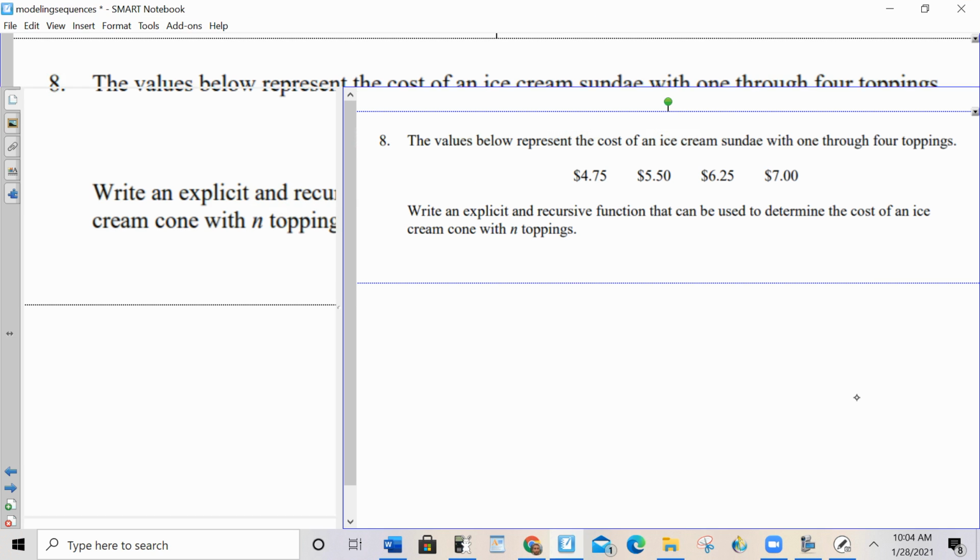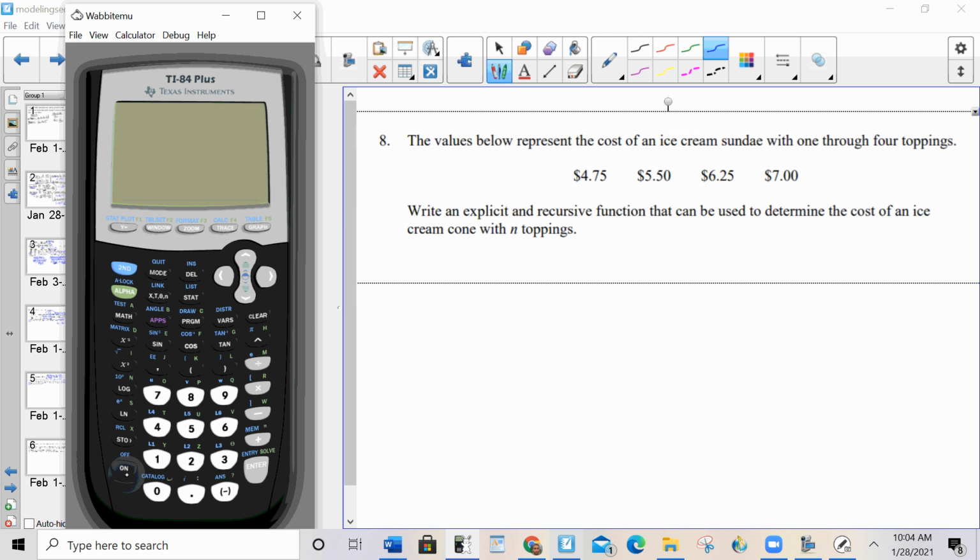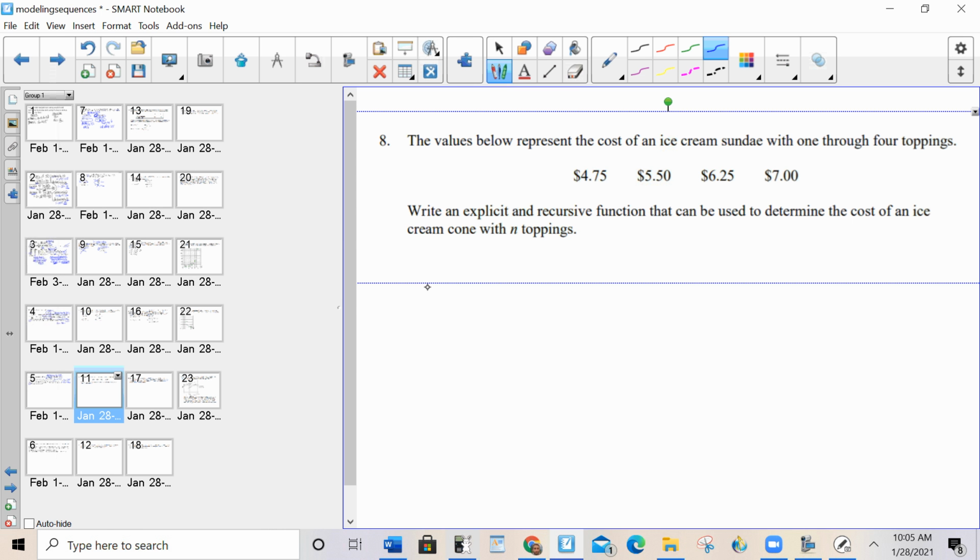Okay, so if I go to my calculator, I'm going to subtract, subtract, subtract first. If this thing turns on. So 550 minus 475, 625 minus 550, 700 minus 625. They all subtract to the same amount. That means it's arithmetic, and d is 0.75.